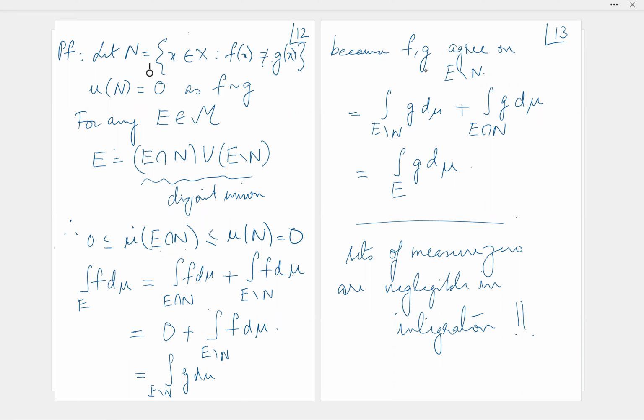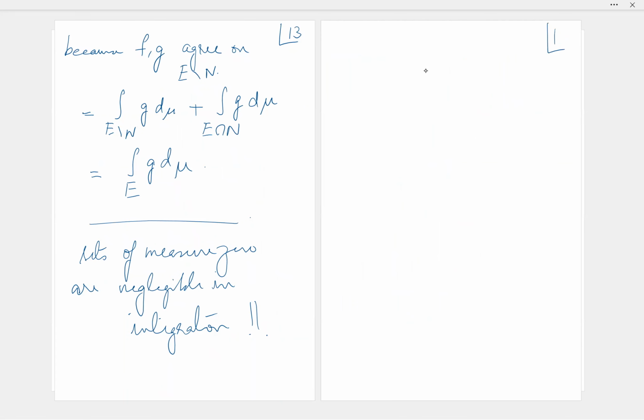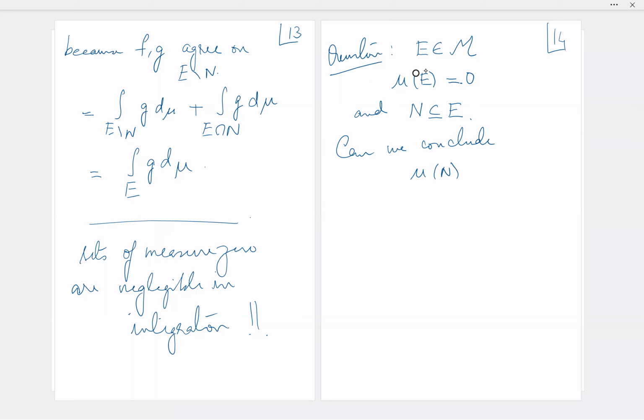But now we come to this question. Because we are starting to talk about sets of measure zero, do you think this is true? Suppose E belongs to M, and mu of E is zero, and N is contained in E. Can we conclude what do you think? Yes, ma'am. Yes.